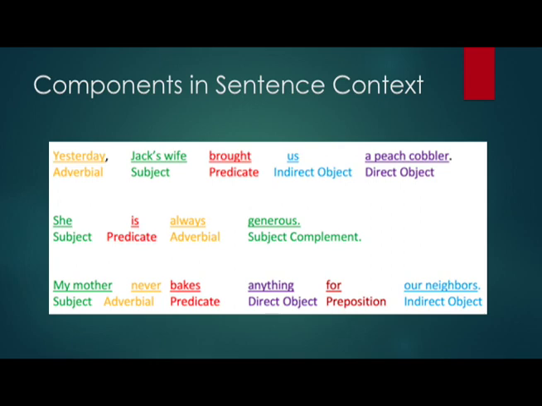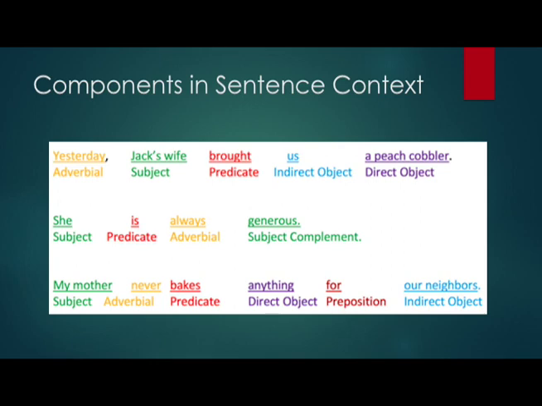Generous, which is an adjective describing something, but in this case we know it's the subject complement because the verb to be, in this case, is being the conjugation, always gives it away that this defines that. Okay? And we could have just said she is generous, but we're modifying it with an adverbial to sort of increase the intensity of that by saying she is always generous.